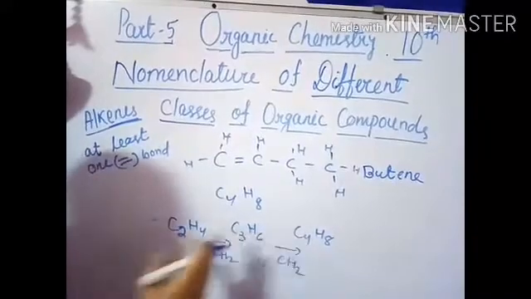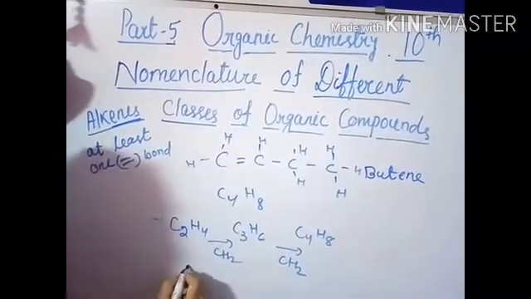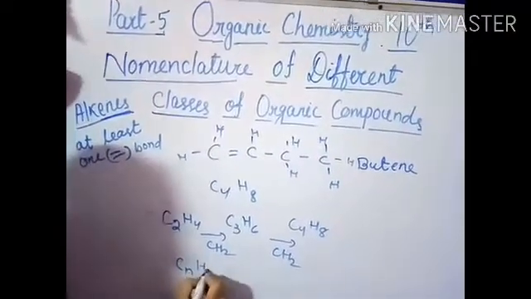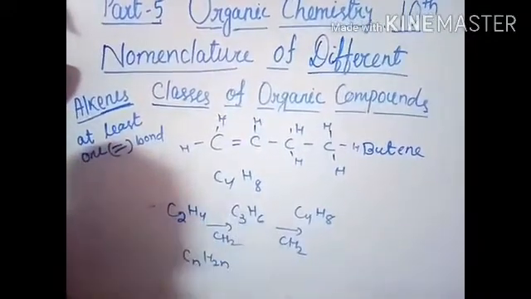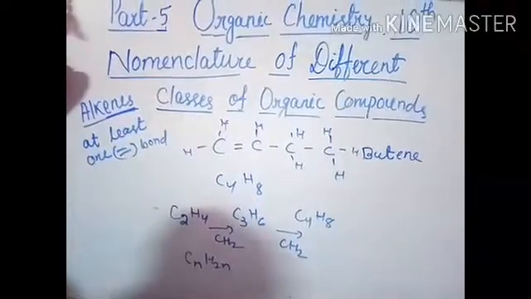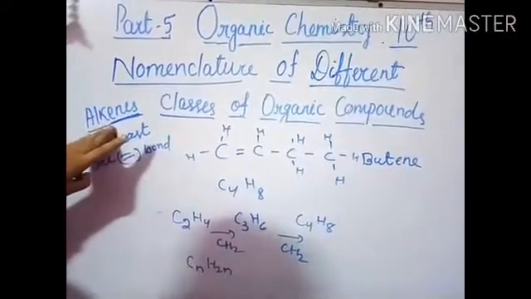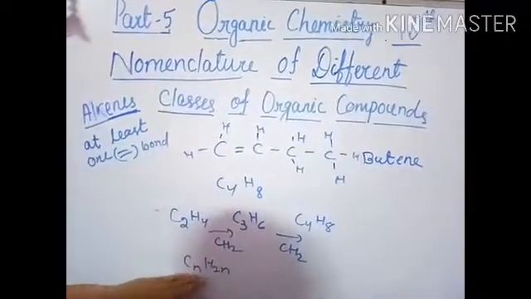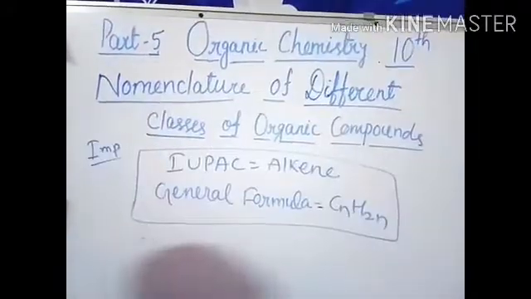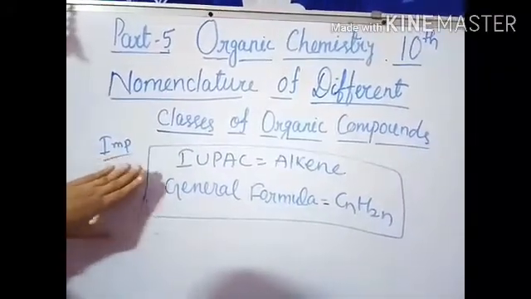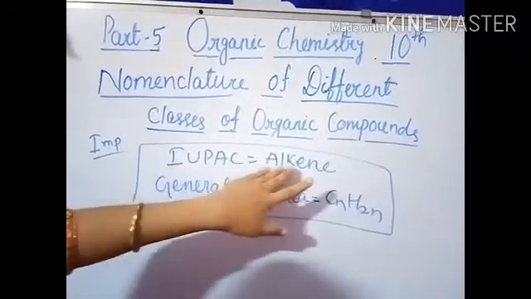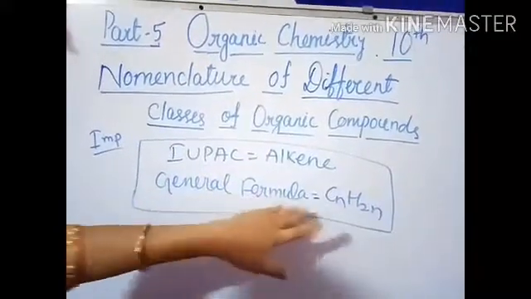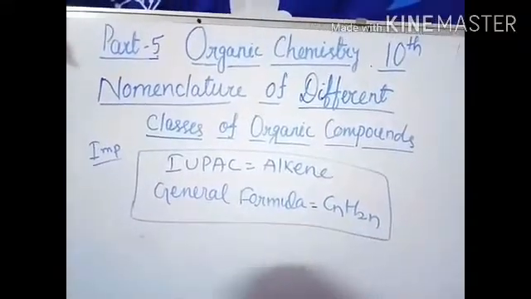And what is the general formula? You can find out that if Cn you are taking, H is 2n. So if you put that formula, you will get the same thing. So overall, what we recapitulate: the IUPAC name is alkene and the general formula is CnH2n. So children, you have to remember, as in the case of alkane, like this alkene also, the IUPAC name is alkene and the general formula you have to remember is CnH2n.